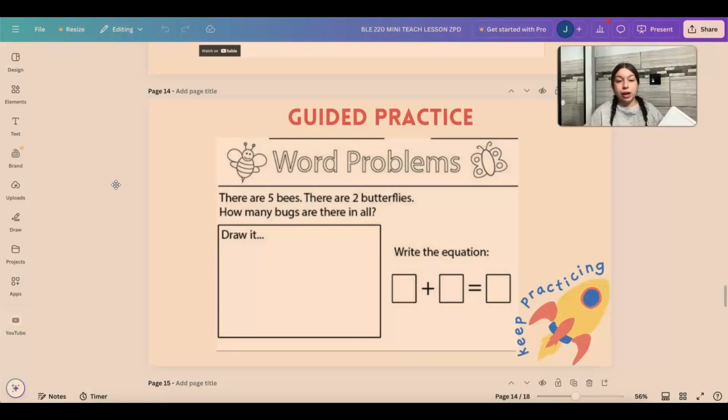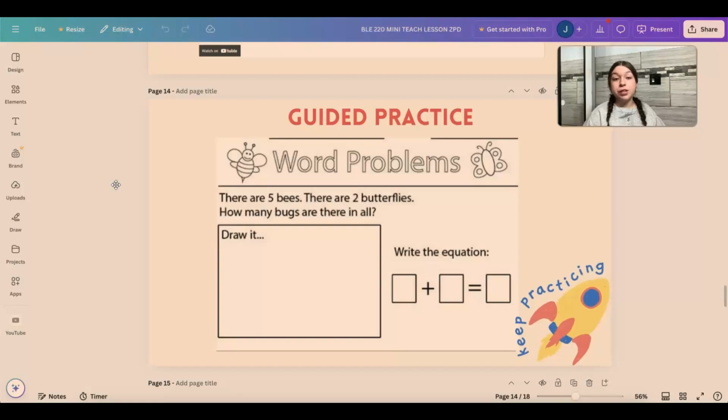Okay. So I'm going to read the problem to you, and you guys are going to help me draw it on my whiteboard. Okay. So let's read the problem. There are 5 bees. There are 2 butterflies. How many bugs are there in all? So can someone raise their hand really quick and tell me if this is an addition problem or a subtraction problem? Let's go with Isaiah.